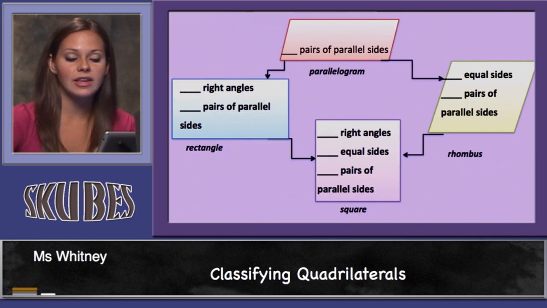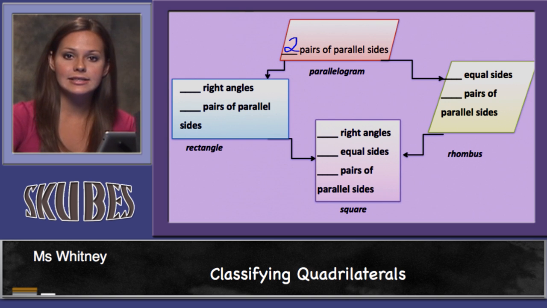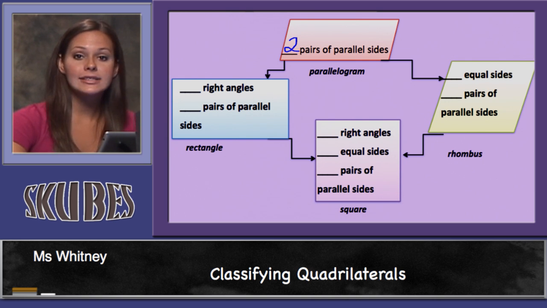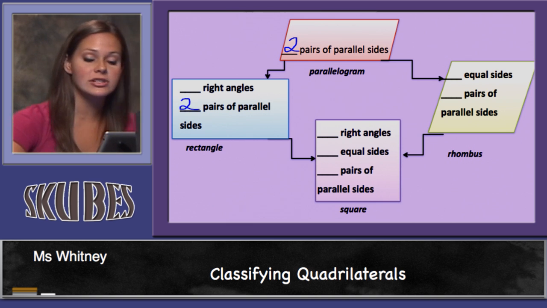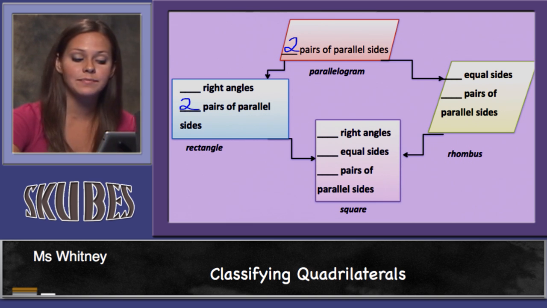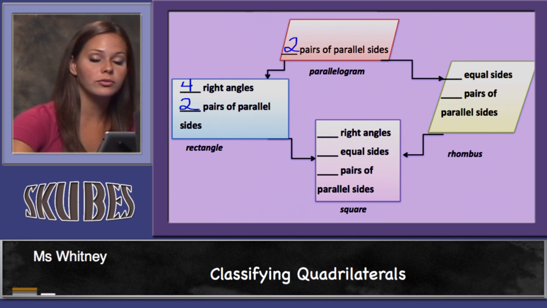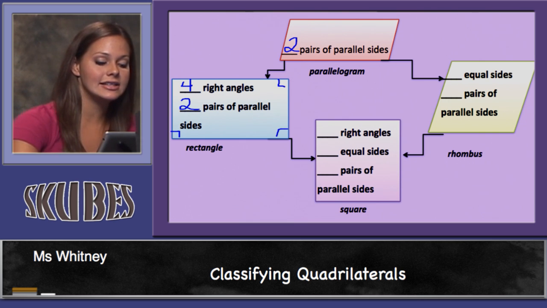Let's look at some more quadrilaterals. A parallelogram is a quadrilateral that has 2 pairs of parallel sides. Next we have a rectangle. A rectangle is a parallelogram because it has 2 pairs of parallel sides. But a rectangle also must have 4 right angles. A right angle is 90 degrees.